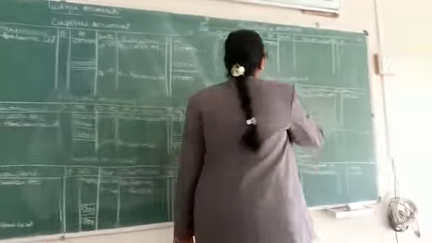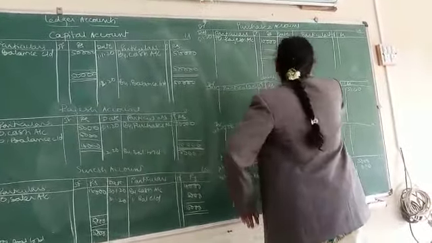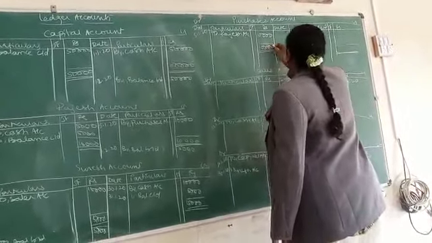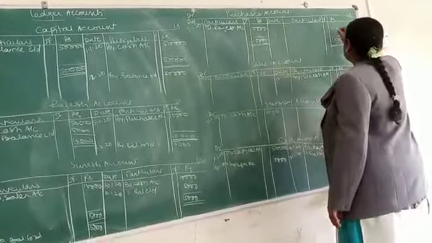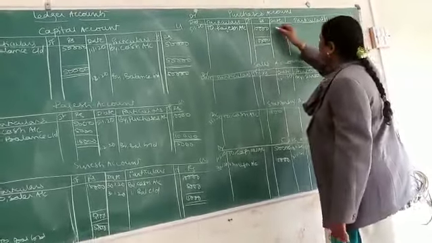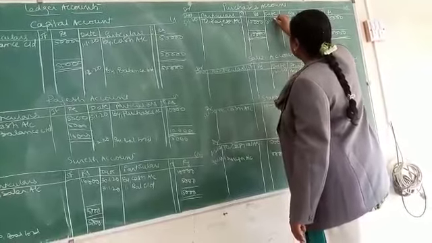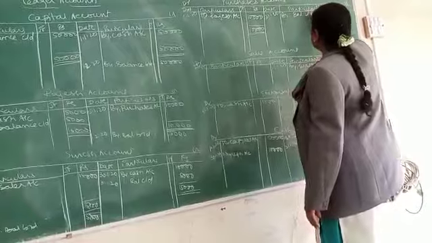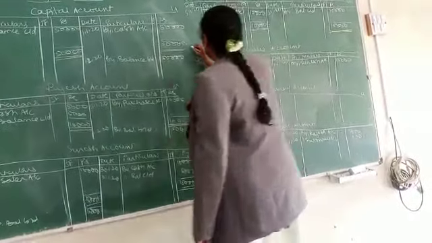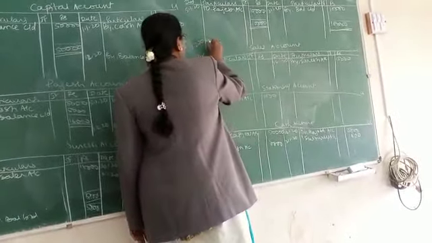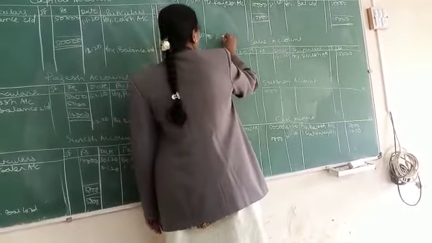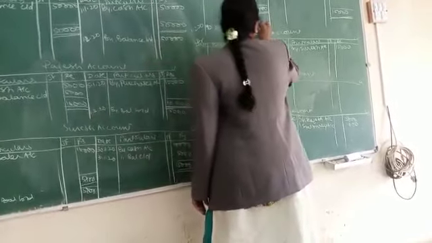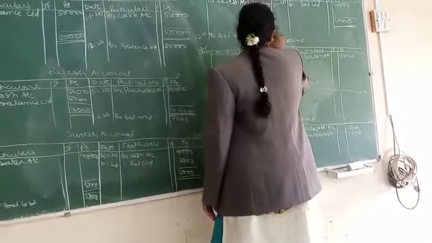Come to the purchases account. Close it. 10,000 both the sides. Difference is 10,000. Write the date 31/1/2020. By balance carried down. Come to the debit side. 1/2/2020. To balance brought down. Write it as 10,000.